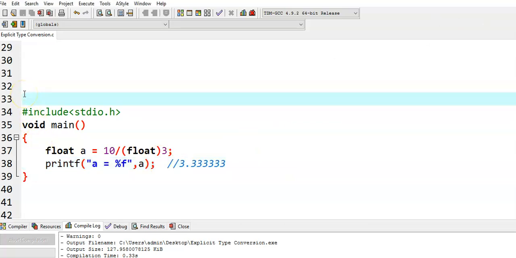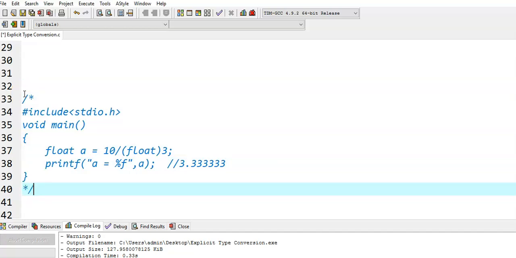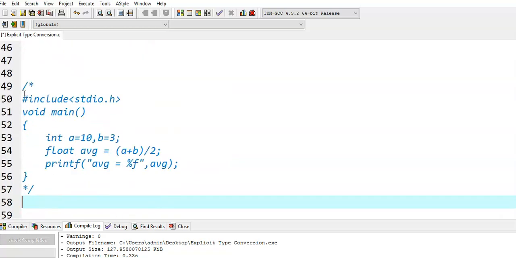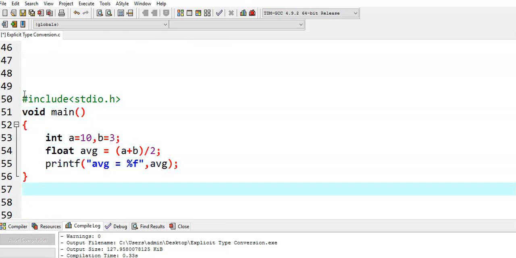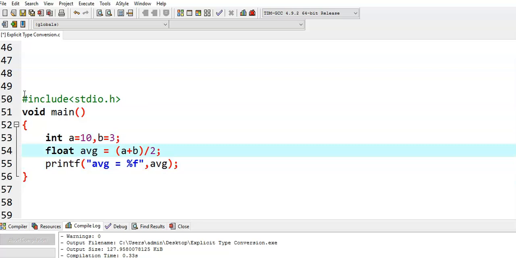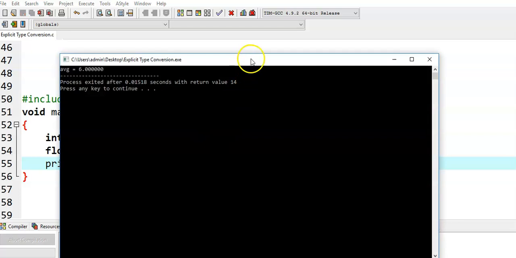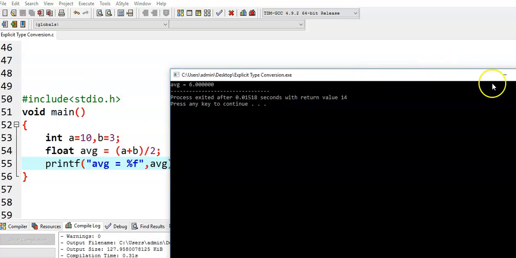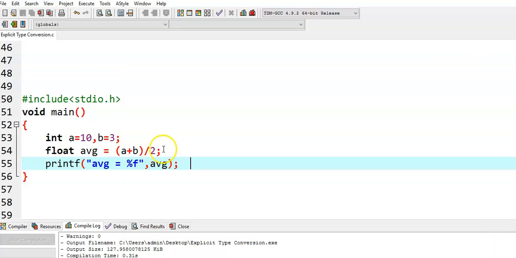Similarly, we see another example. Now I want to calculate the average of two numbers. I have taken two numbers, A is equal to 10 and B is equal to 3, and I have performed the average operation A plus B divided by 2. We see what would be the value. We got output 6.0. But what is the value of 13 divided by 2? We need to get 6.5, but we got 6.